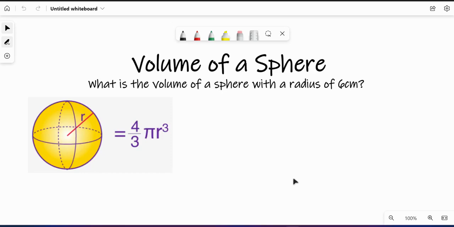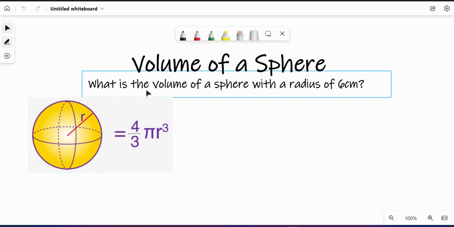In today's video, we are going to be solving for the volume of a sphere. We talked about other figures, we talked about rectangular prisms, cylinders, cones. Now we're going to get into spheres. So the volume of a sphere formula is 4/3 pi r cubed. So you really only have to know the radius in order to figure out the volume of a sphere.